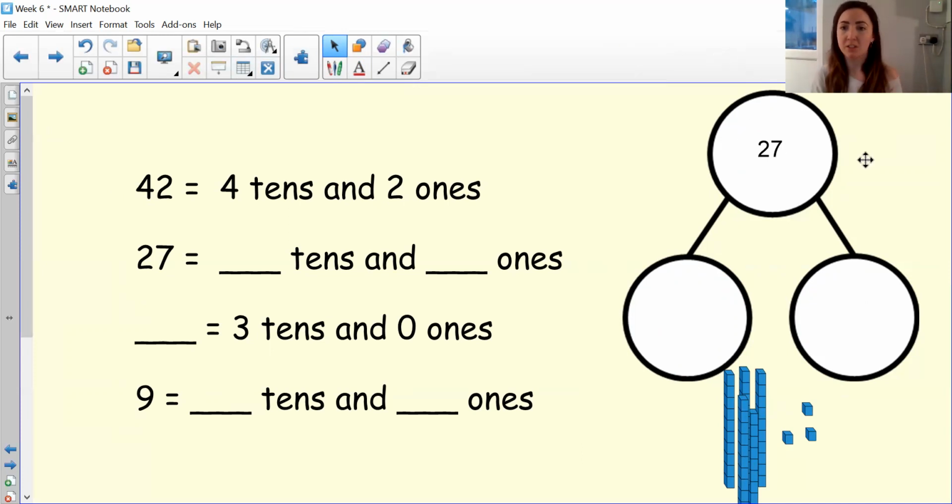And then if you pause the screen now, can you have a go at drawing the Deans to represent 27 with the tens in one part and the ones in the other part? So pause here to have a try.